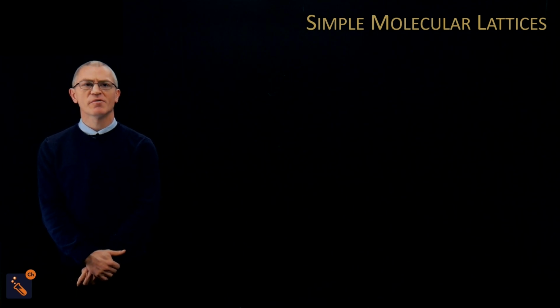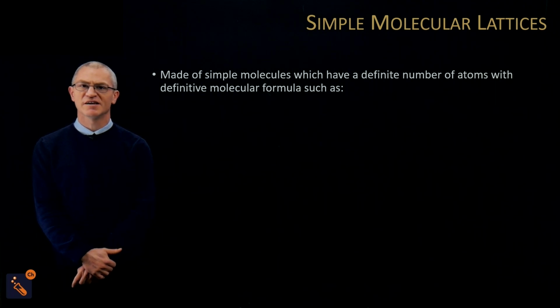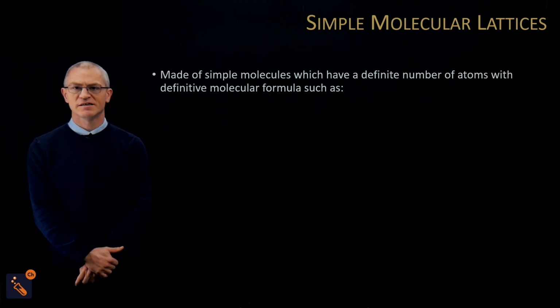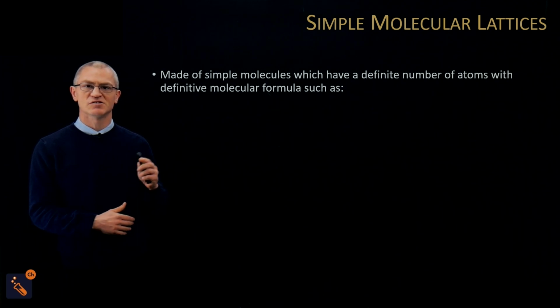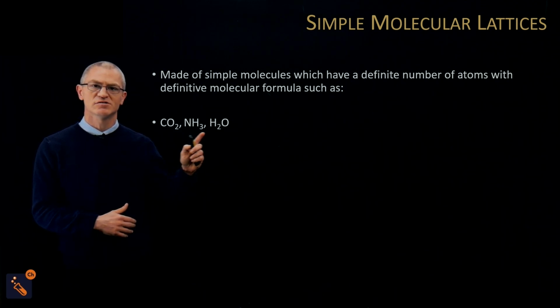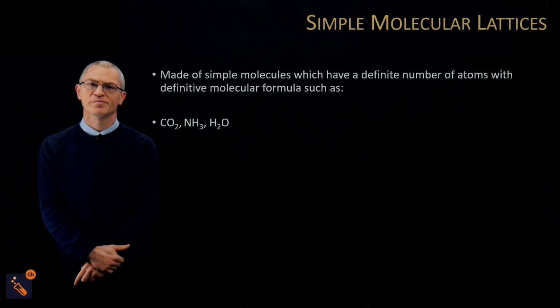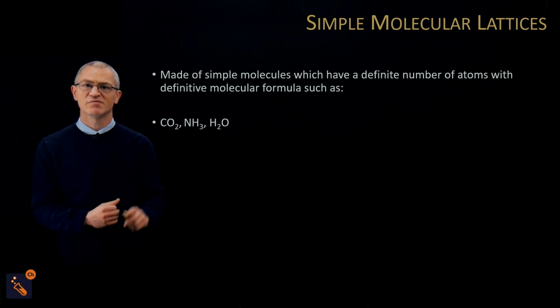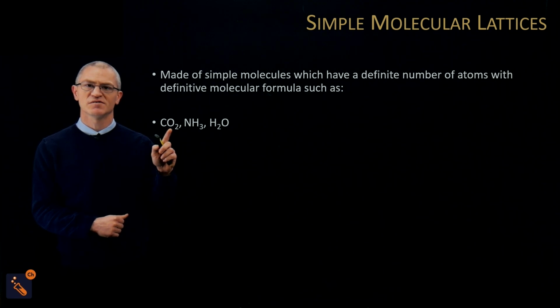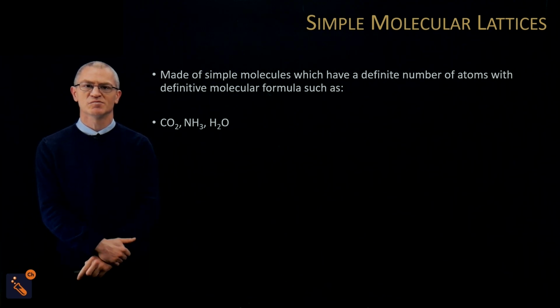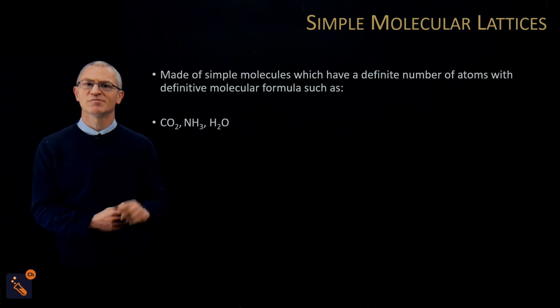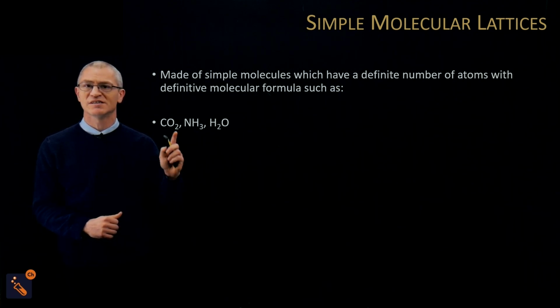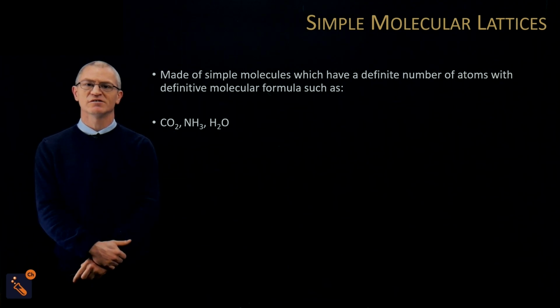So, simple molecular lattices are molecules with a definite number of atoms and a definitive molecular formula. Now, in GCSE, you'll have been told that these are small molecules such as CO2, NH3 and H2O. And that's no different here. They have covalent bonds within them, so you can see hopefully two nonmetals, so therefore covalent bonds between them. But they have weak intermolecular forces between the molecules, and one of the intermolecular forces is London dispersion, which we're going to talk about today.